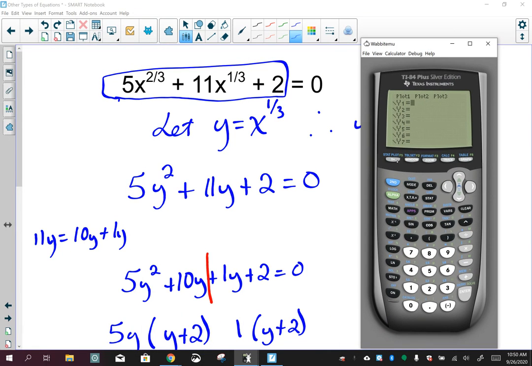All right. So this was 5x to the 2/3 plus 11x to the 1/3, and then plus 2.